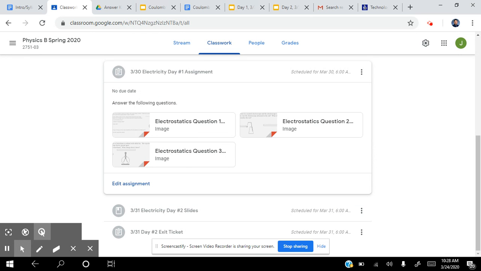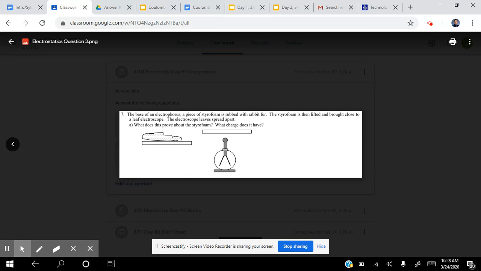Okay, let's look at the third and final question. A piece of styrofoam is rubbed with rabbit fur. The styrofoam is then lifted and brought close to a leaf electroscope. The electroscope leaves spread apart. What does this prove about the styrofoam? What charge does it have?